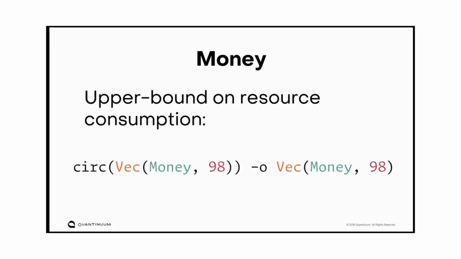For example, if I give you a circuit with this signature, so like a vector of 98 money, and then it returns your money again, you can be very sure, you can be statically sure that your program is going to allocate at most 98 qubits at any given point in time. Okay, so we can statically know, for example, that we could run the circuit on our device because we have exactly 98 qubits, so everything is good. So we will never run into a situation where we run out of qubits because it's nicely bounded by this money quantity.